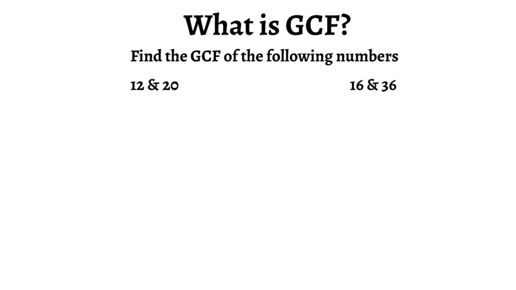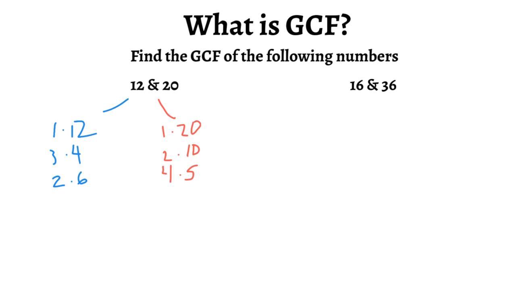For 12, I'll do this in blue. The factors of 12 can be expressed as 1 times 12, 3 times 4, 2 times 6. And then for 20, I'll do this in red. We can express 20 as 1 times 20, 2 times 10, 4 times 5, and I'm pretty sure that's it.